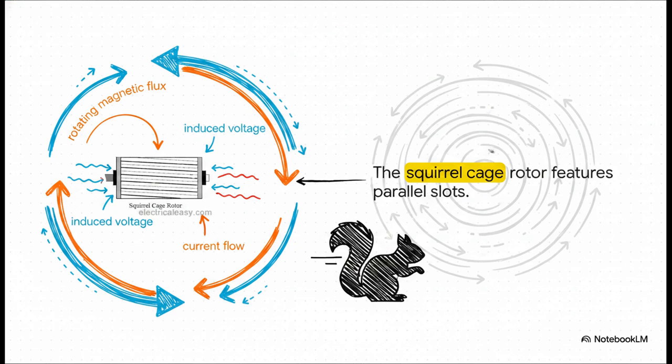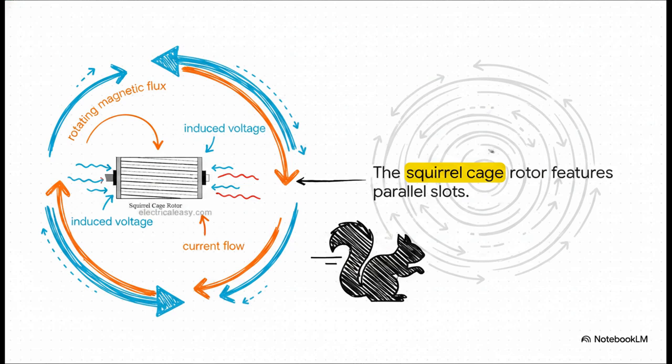Now, the really crucial point here is how this rotor moves without any direct electrical connection from the stator. When the stator is supplied with a three-phase AC supply, it produces a rotating magnetic flux. As this magnetic flux sweeps across the bars of the squirrel cage, it induces a voltage right inside them, very much like how a transformer works. Because the cage is a closed circuit, a current starts flowing.